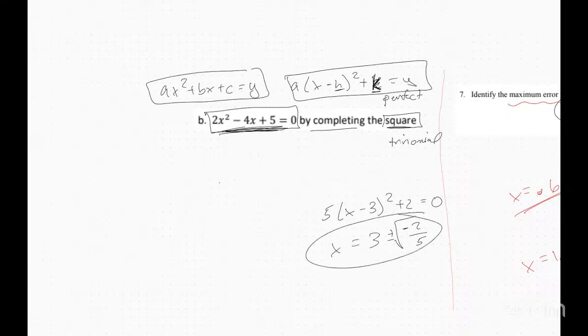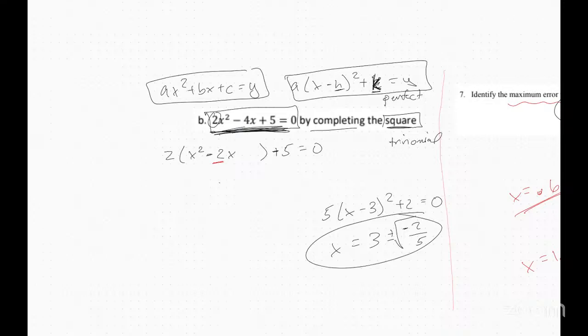So we're trying to put this into that form. The way to do it when a is something other than one is you first factor that out of the two x terms. So I'm factoring that out, and leaving the 5 on the outside like this. You see what I did there? Okay. Now take half of what this is and square it. What's half of -2?